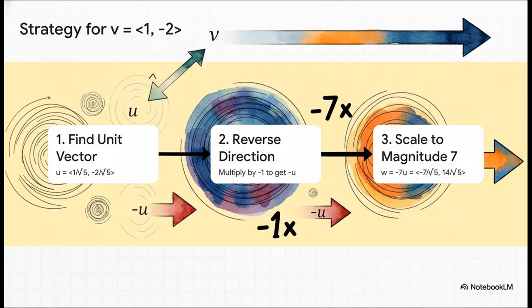And here's how you do it. This solution is a perfect example of why the unit vector is so powerful. Here's the game plan. First, you take your starting vector and you find its unit vector. That isolates its pure direction. Step 2, you want the opposite direction, right? So you just multiply that unit vector by -1. Simple. And finally, step 3, you need a new length of 7. So you just take that reversed unit vector and multiply it by 7. And there you have it, a brand new vector pointing exactly where we want with the exact length we need.